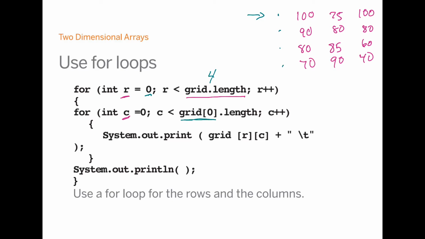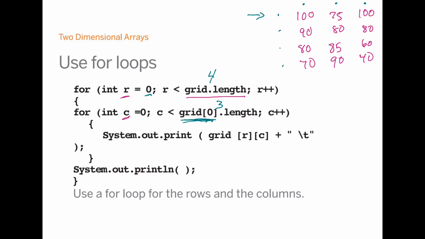So notice our notation here is a little bit different. It now says grid at 0, meaning our grid at row 0, dot length. So what is that going to be? I look at row 0, and what is the length of row 0? 1, 2, and 3. So it's going to go through that 3 times. And then that's how we access every single thing in our 2D array. So that's going to System.out.print grid[r][c] and then a tab.